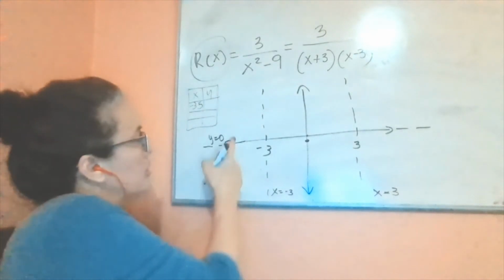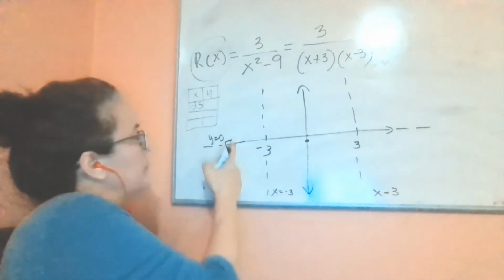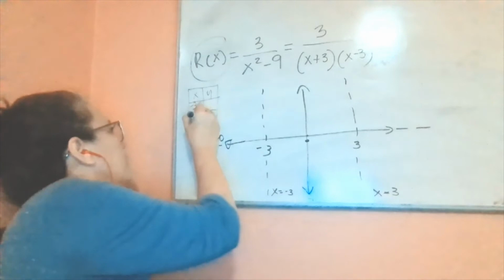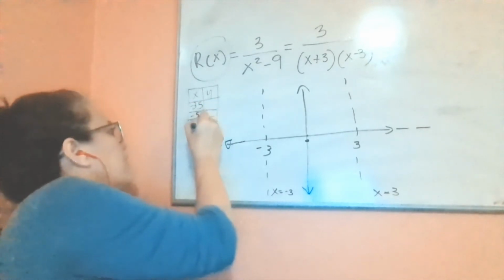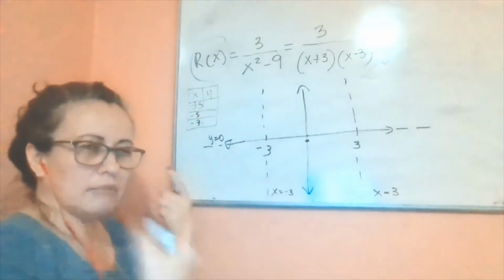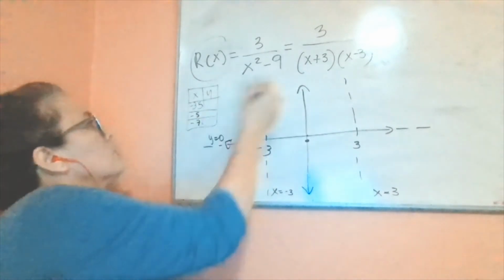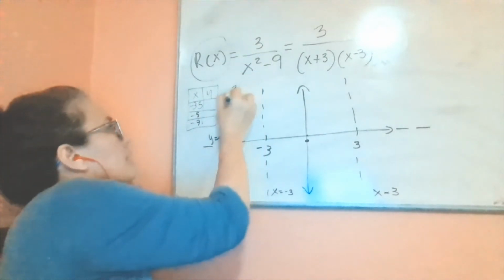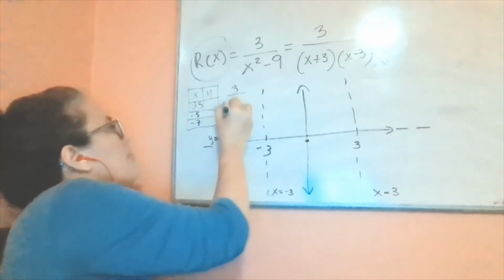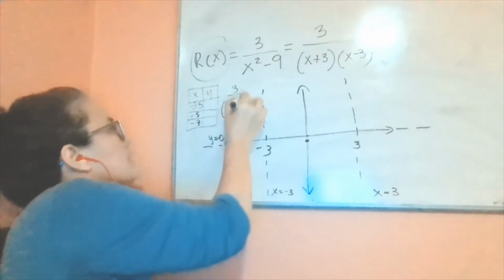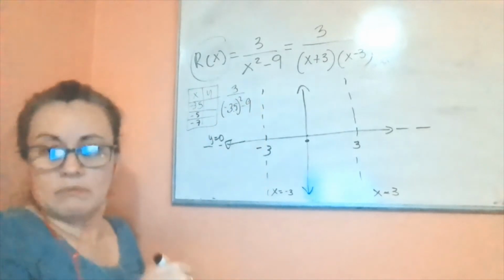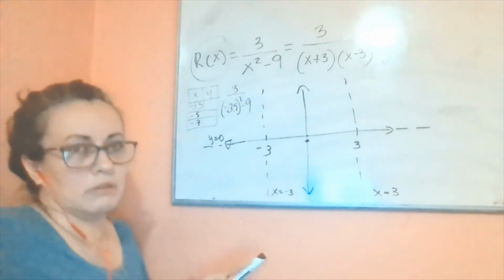The other point that I'm gonna use, let's say negative 5. And the last one, negative 7. I'm trying to get an idea of what it's gonna look like, the tendency. So if I replace over there 3 over negative 3.5 to the second minus 9. Okay, that's the way you have to replace.